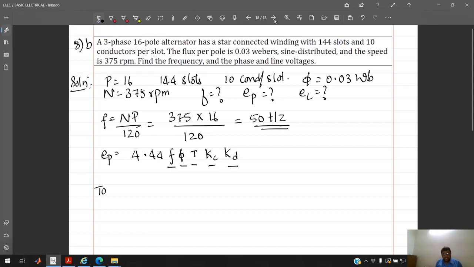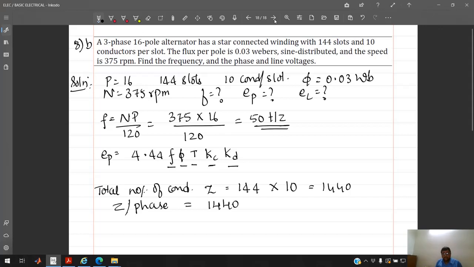What is the total conductors? Total number of conductors Z, that is equal to 144 slots into, in each slot there are 10 conductors for the complete machine. So there are 1440 conductors. Now since it is 3-phase, Z per phase you need to calculate for a single phase. For each phase you need to calculate how many conductors are there. 1440 divided by 3, you are going to get 480 conductors.